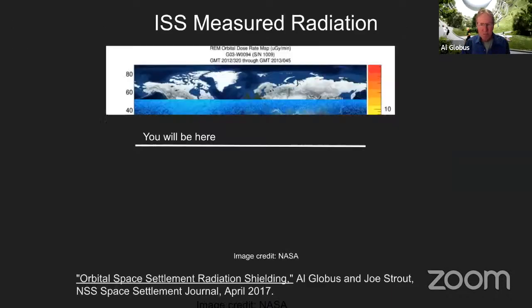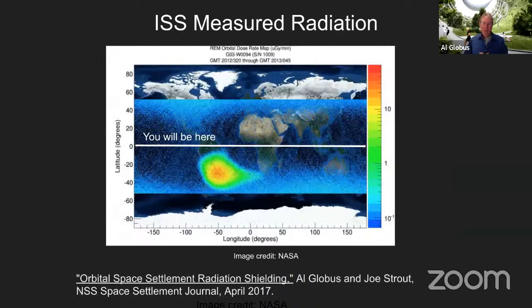Let's go measure. Here we have measured radiation at the International Space Station. Every dot represents a measurement at about 400 kilometers. That's how high the International Space Station, the ISS, is. Blue means low radiation, red means high radiation, and there's about a factor of 500. So red is 500 times more radiation than blue. You'll notice that most of the Earth is covered in blue. Most of the Earth doesn't have that much radiation.